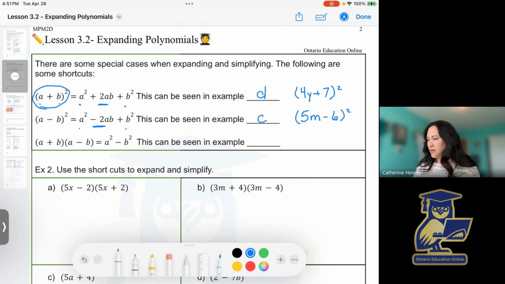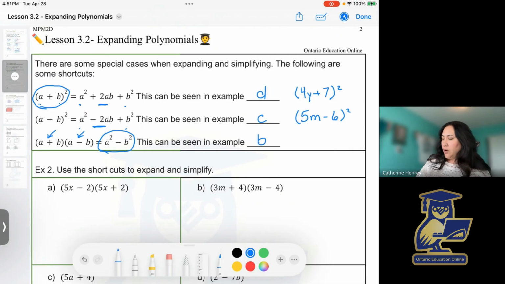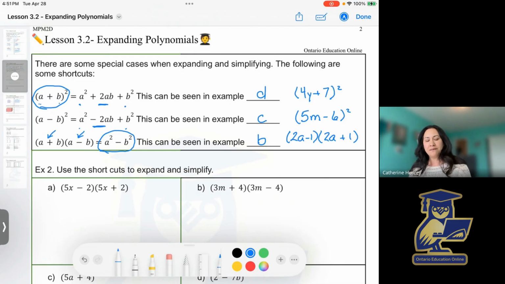And then we had an example where we had two binomials, but they had opposite signs. So the sign here and the sign here were opposite each other. So if we see that pattern, we know we can automatically go to a squared minus b squared. And this example was B, where that middle term, when we were done, ended up canceling out. So 2a minus 1 times 2a plus 1, right? Those middle signs are opposite each other. So let's see if we can use some of these shortcuts.